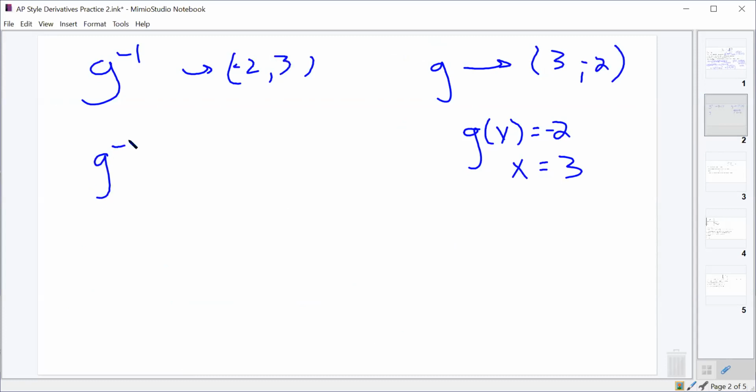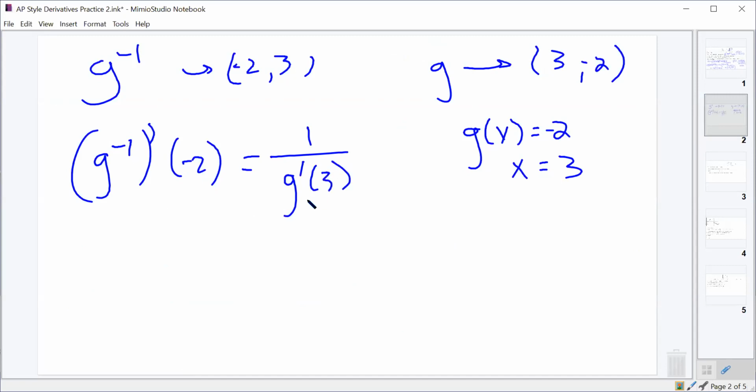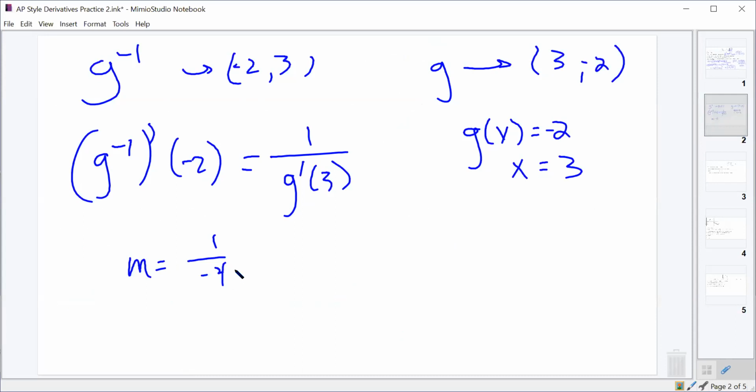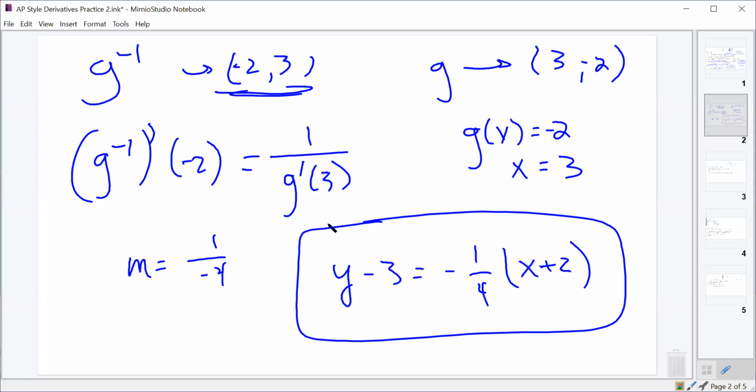And if we're looking for g inverse prime at negative 2, that should be 1 over g prime of 3. And so what does that give us for our slope? It gives us the slope is equal to 1 over g prime of 3. And from the chart, that should be negative 4. And so the equation of our tangent line to the inverse of g at this point should be y minus 3 equals negative 1/4 times x minus negative 2, or x plus 2. Any questions there on part C?